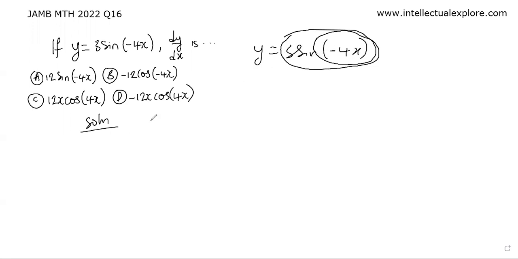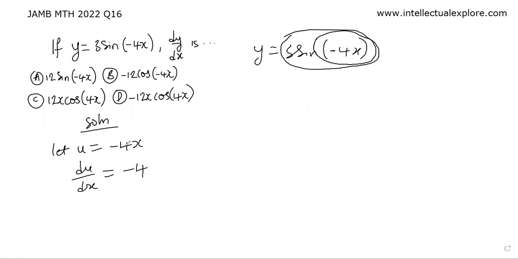So the way to go about this is you look at the smaller function that is inside the bigger function and use a letter to represent it. Usually we use the letter u. So let u equal minus 4x. Then if you differentiate this, du/dx will give you minus 4.